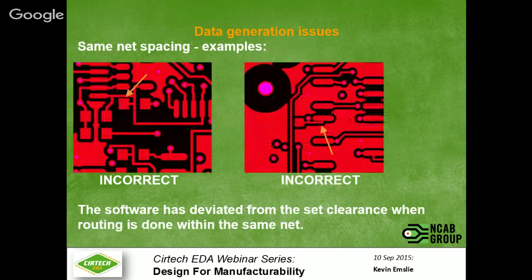Okay, same net spacing. You can see in both of those images there are spacing violations, even though it's from the same net. That does pose problems as far as PCB manufacturing goes. So the software has deviated from the set clearance when routing is done within the same net.